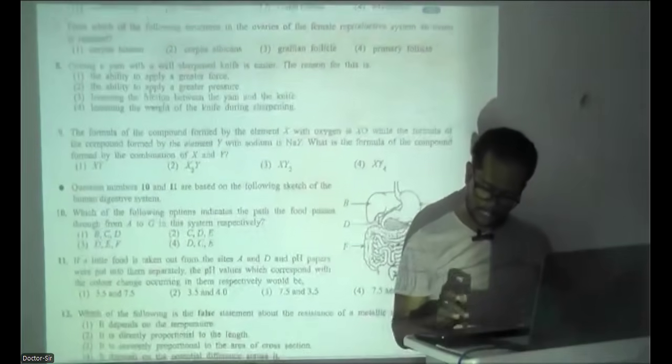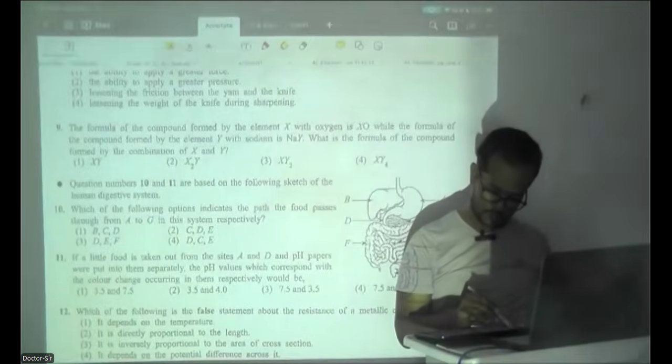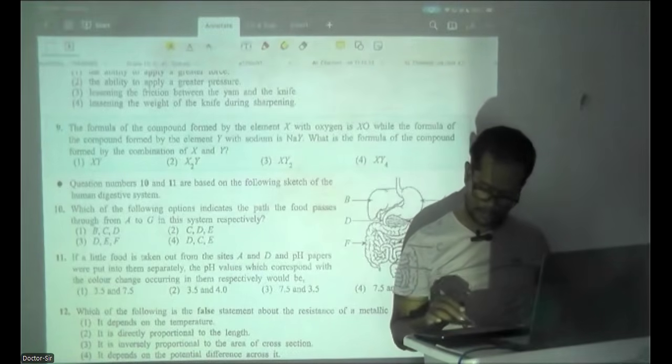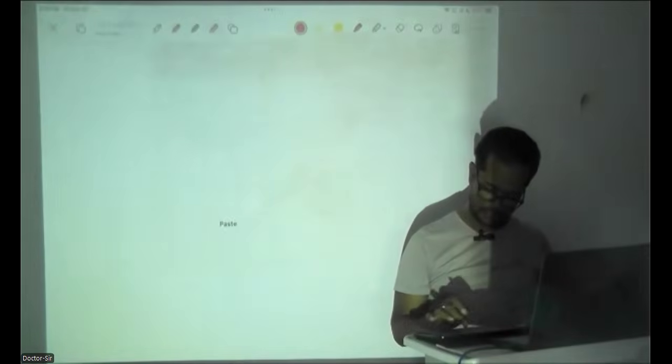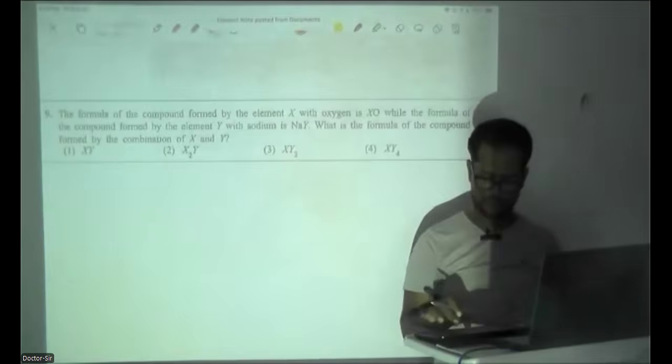Okay, the formula compound. I will copy this question and paste it here. Okay, this is the question.